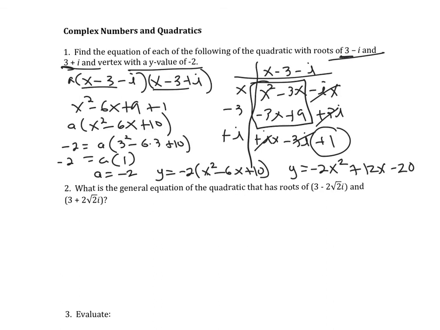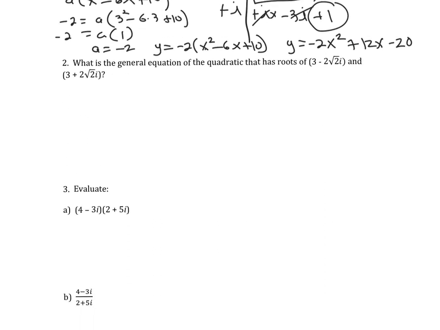All right, general equation of the quadratic with roots of 3 minus 2 square root 2i, 3 plus 2 square root 2i. So again, the general equation is going to be a, and we know we're going to end up with x squared minus 6x plus 9. That comes from the vertex x equal to 3.